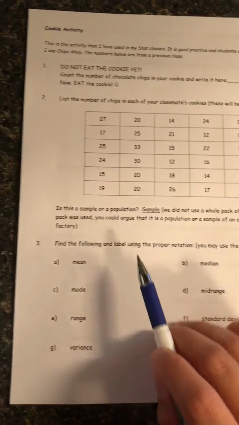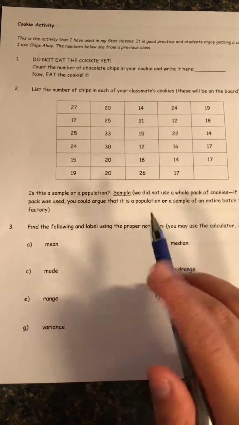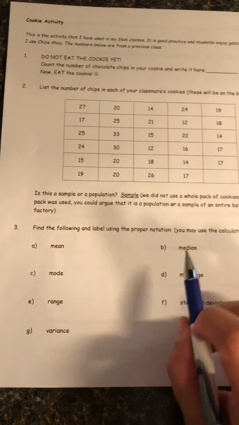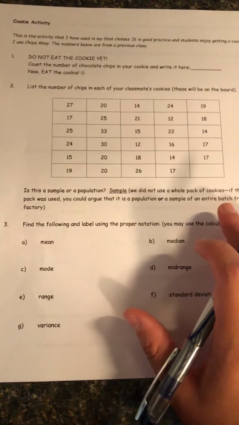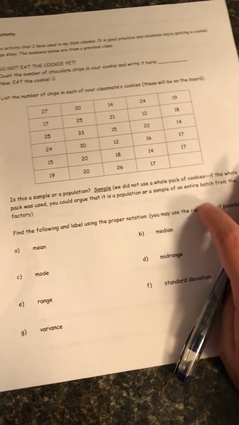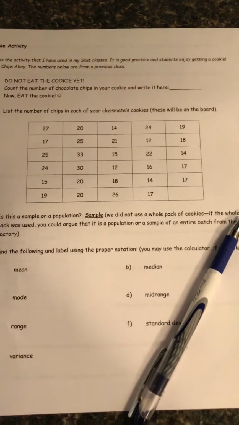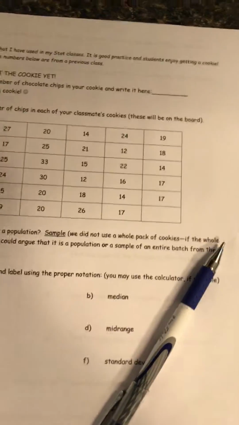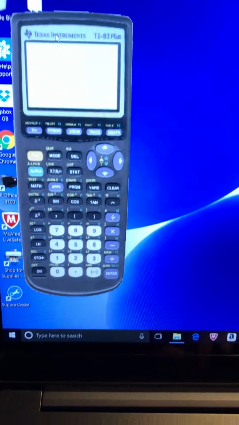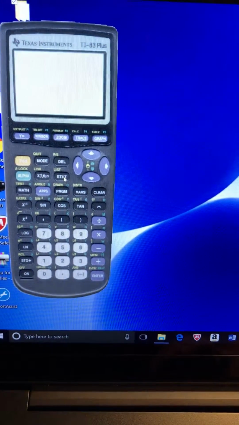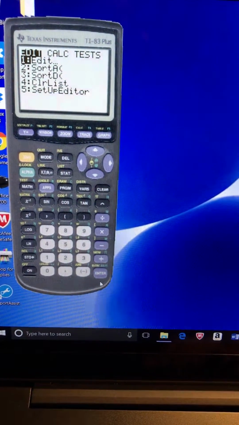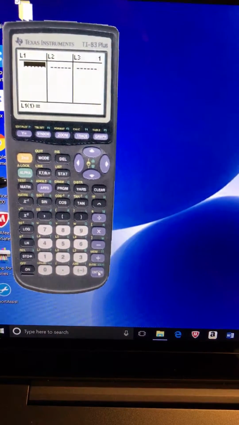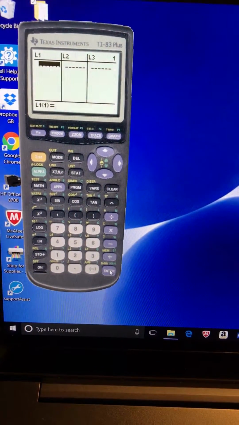So we're going to find the following and label using proper notation, and like I said, you can use the calculator if possible. So I'm going to go ahead and do the calculator. What we want to do is type these numbers into the list on the calculator. I hope you can see this on the computer. So we go to Stat and Edit, hit Enter, and then in L1 we're going to type all these numbers.